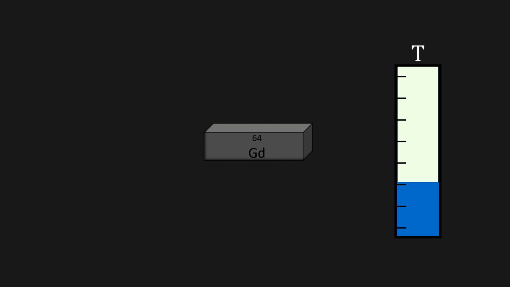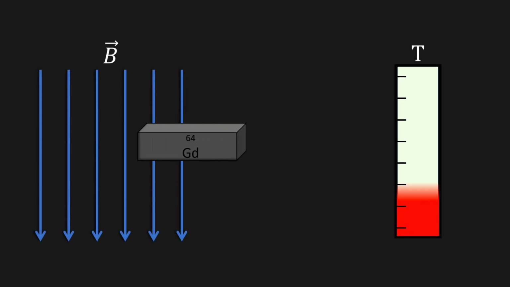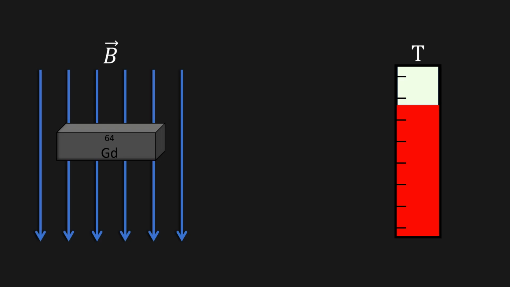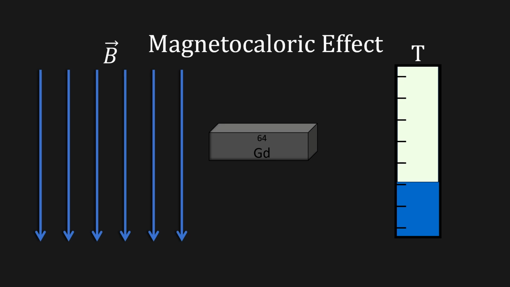There's a really interesting effect that occurs in ferromagnetic materials. When you place them in an external magnetic field, their temperatures actually increase. And when you remove them from the field, the temperatures drop. This phenomenon is called the magnetocaloric effect, and it has the potential to completely change how we design refrigeration systems.